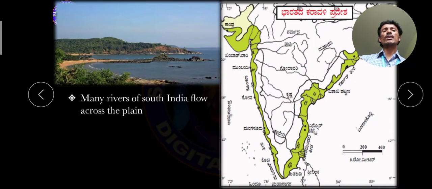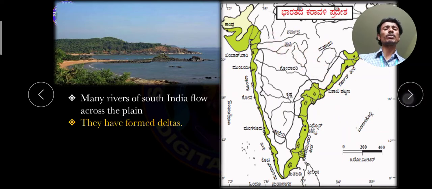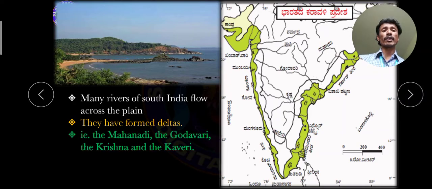And many rivers of South India flow across the plain. They have formed deltas in some important areas. The first one is the Mahanadi. Another one is the Godavari. Another one is the Krishna river. Another one is the Kaveri.